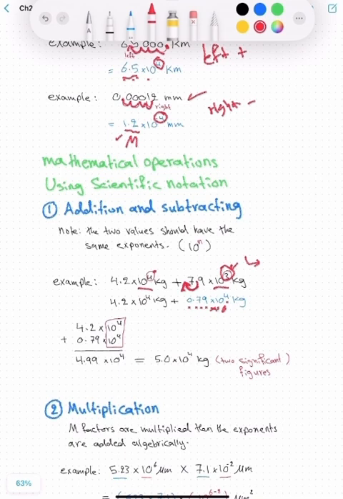So now both of them have the same power. You can just normally add these two numbers, not powers, no, numbers together. When you add them, both of them have 10 to the power of 4, so just write it down at the end once. And normally add these two numbers, you get the answer.